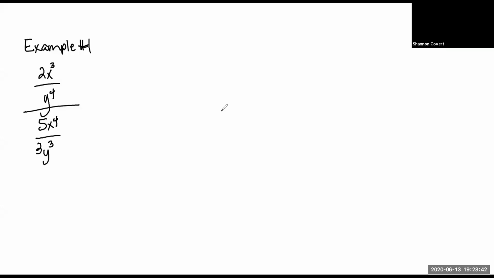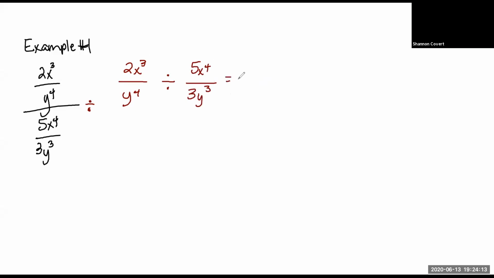Example number 1, 2x to the third over y to the fourth all over 5x to the fourth over 3y to the third. I'm going to replace this large division bar with that old-fashioned division symbol, rewriting this problem as 2x to the third over y to the fourth divided by 5x to the fourth over 3y to the third.